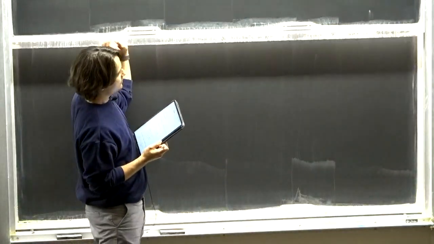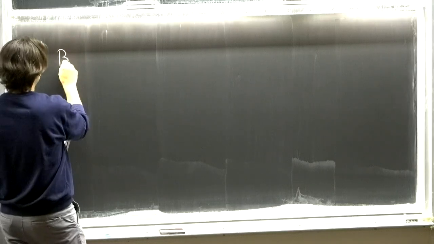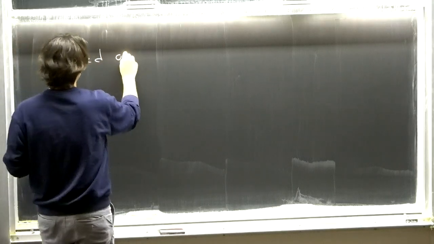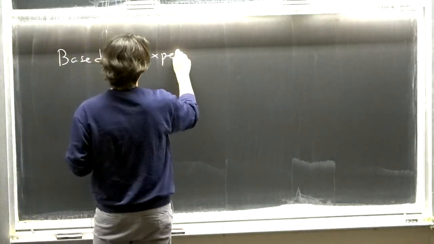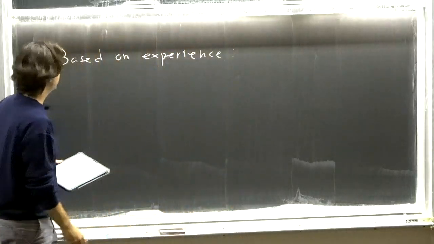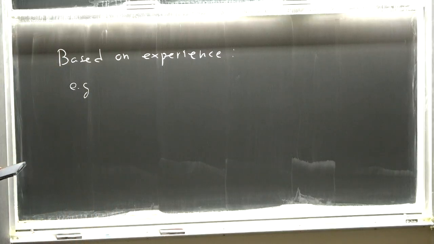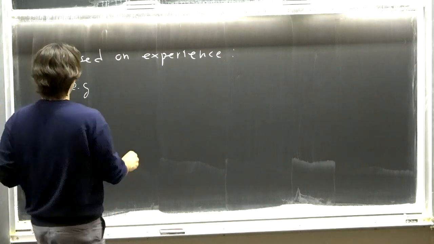Now, where does this come from? Where does this expectation that these coefficients are small come from? It's based on experience, right? What I mean by that, let's look at an example. So let's look at an example where we integrate out some particle at tree level.